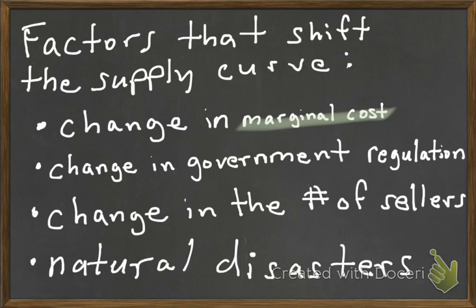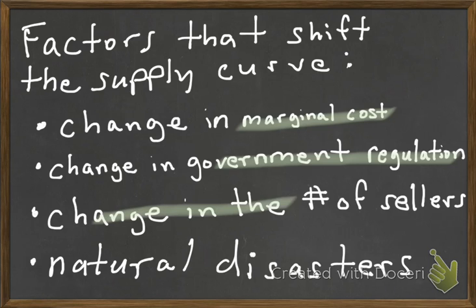With respect to government regulation, anytime the government steps in and it adds additional regulations, the immediate effect is going to be a decrease in supply. If government regulations are lifted, then the company can afford to supply more to the market.